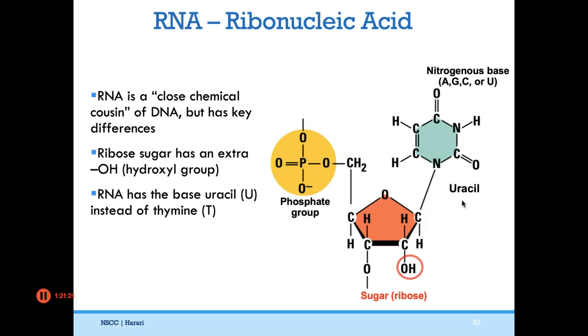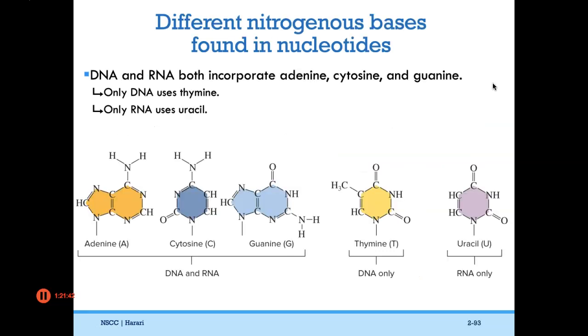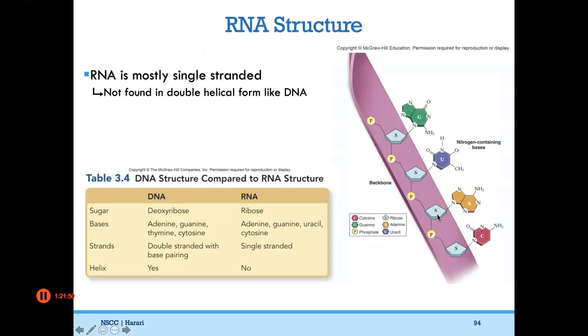One other difference is that RNA does not have the base T. There's no such thing as a thymine base in RNA. Instead, you see the base uracil, U. So RNA can have an A, G, C, or a U, where DNA can have A, G, C, or a T. This is a summary slide of the different nitrogenous bases found in DNA and RNA. A final key difference is that RNA is mostly single-stranded. We don't see RNA in a double helical form as we do DNA.